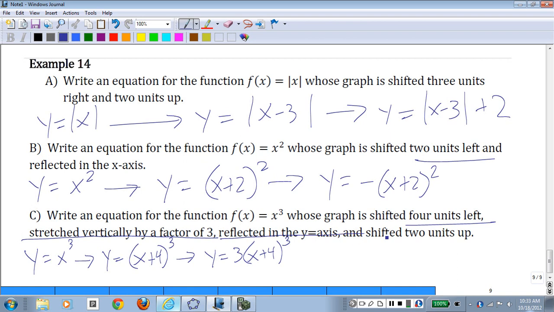Y-axis reflection. How do we do a y-axis reflection? Change the signs of all the x coordinates. So substitute negative x for x wherever you see an x. I'll even put parentheses in there, although you can probably do without them. Well, I just see an x one place, so I will substitute negative x in that one place. Maybe lose the parentheses because you really don't need them in this case. Finally, 2 up. Been there, done that. Y equals 3 times negative x plus 4 quantity cubed plus 2.